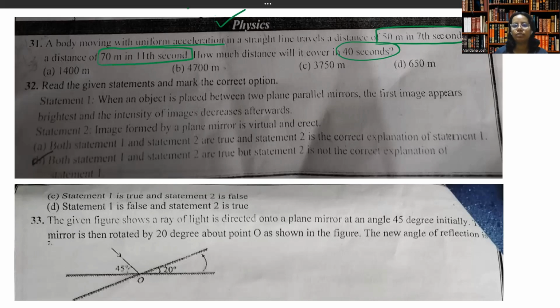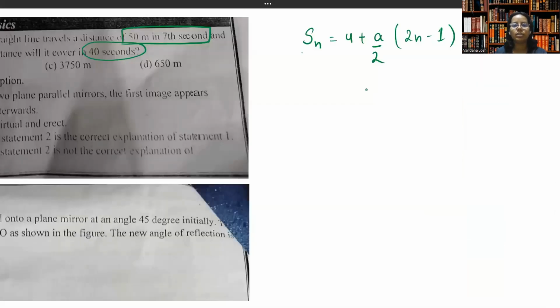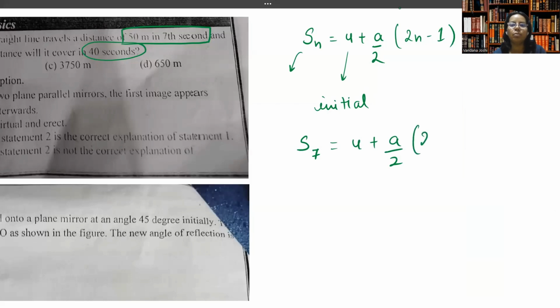So for questions like these, we have a formula. The formula is Sn, which is distance covered at nth second, equals u plus a over 2 times (2n minus 1), u being the initial velocity, a being the acceleration, and n being the second in which you want to calculate the distance. So let's calculate S7. The distance traveled in 7 seconds is equal to u plus a over 2. We don't know the value of u. We don't know the value of a. Plugging in n as 7. And this S7 is equal to 50.